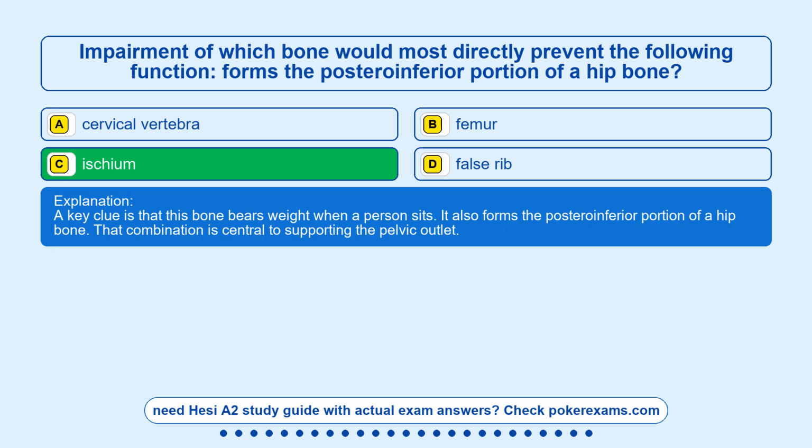A key clue is that this bone bears weight when a person sits. It also forms the postero-inferior portion of a hip bone. That combination is central to supporting the pelvic outlet.